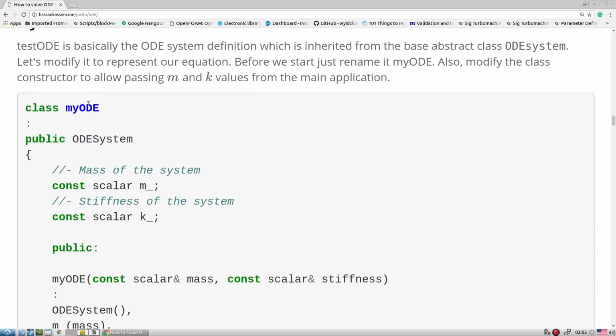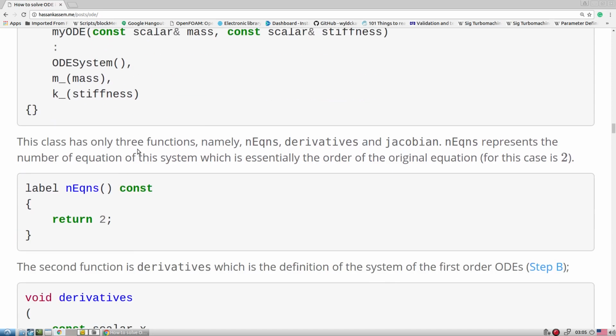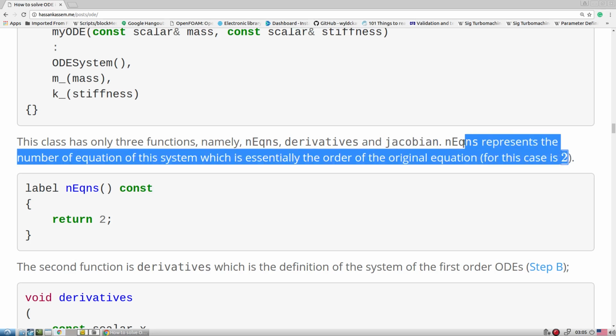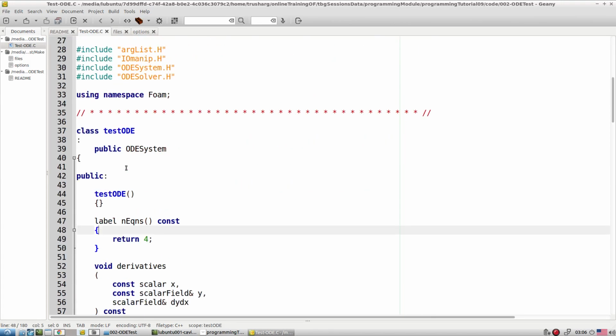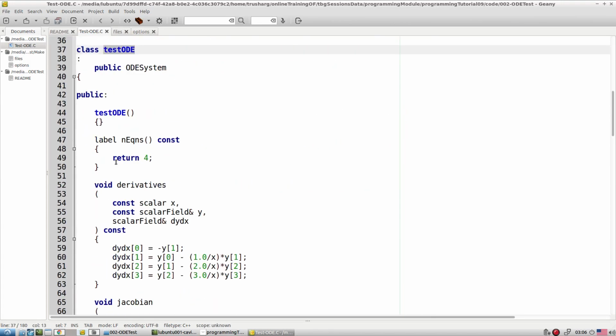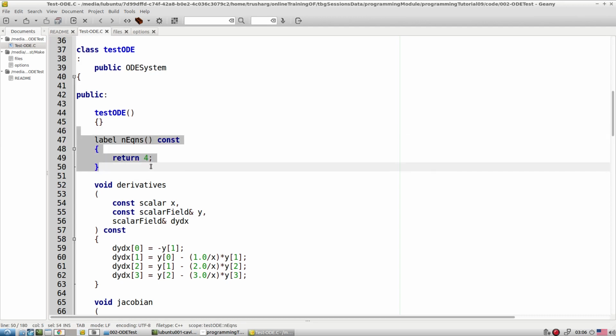So in this class, my ODE class, we have three functions: equations, derivatives and Jacobian. Equation represents the number of equations of the system, which is essentially the order of the original equation. For this, it is a second order equation. If you look at the existing solver, here TestODE is the class, and inside of it we have three parts. One is the equation function, which gives the order of the equation. In this particular case it is order 4, so that's why it says order 4.